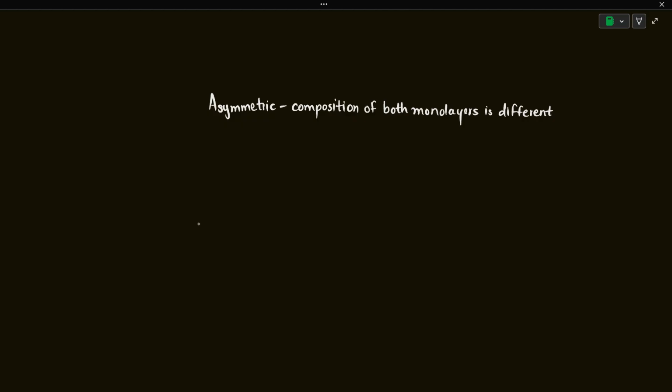So let's say we plot a graph representing the percentage of lipids present in the lipid bilayer. On the y-axis, I'm going to plot the percentage of lipid molecules. And on the x-axis, I'll be plotting different types of lipids. So this is a bar plot.